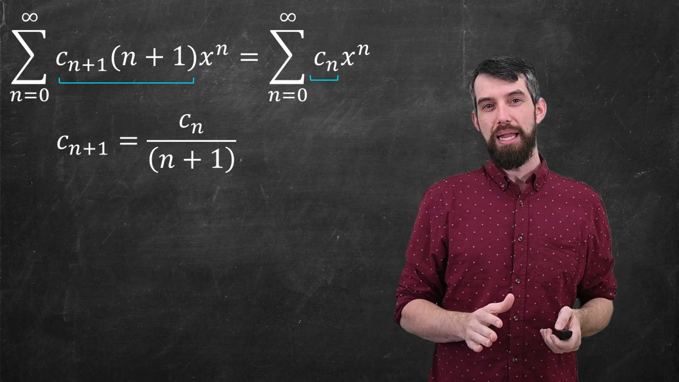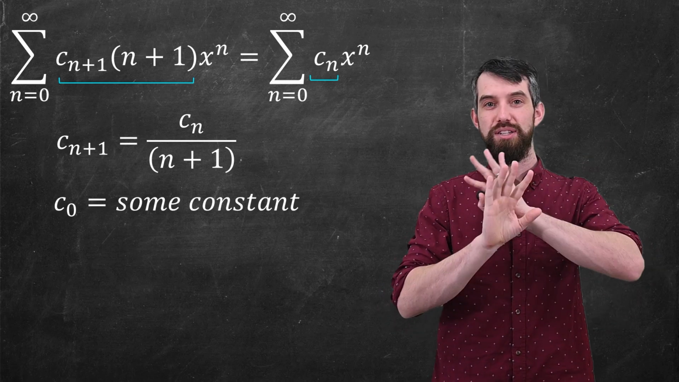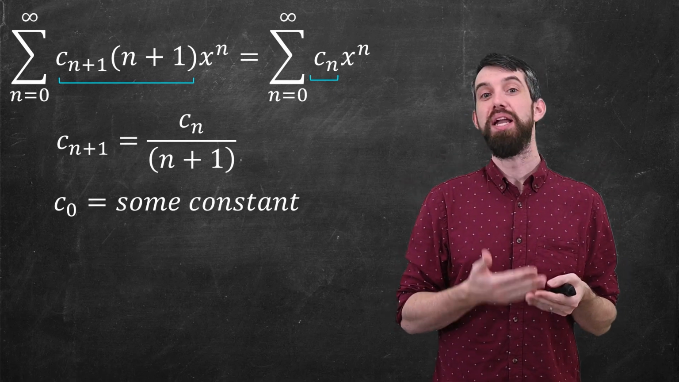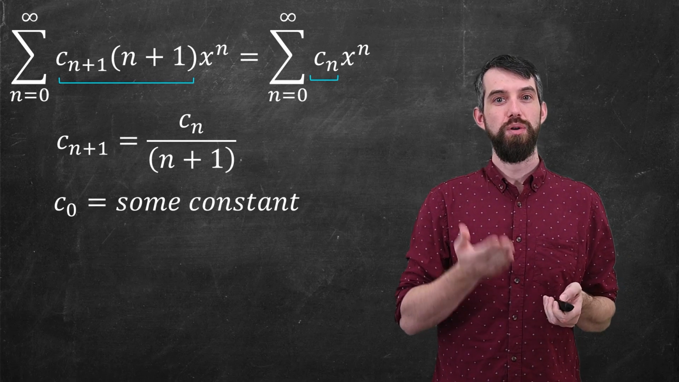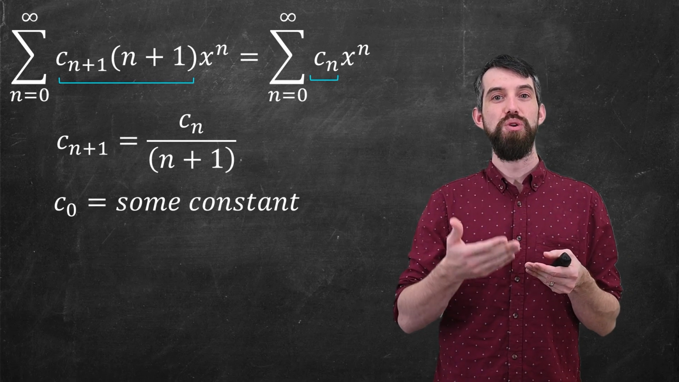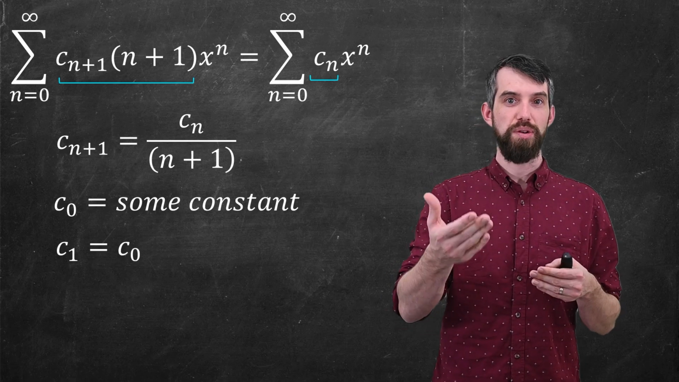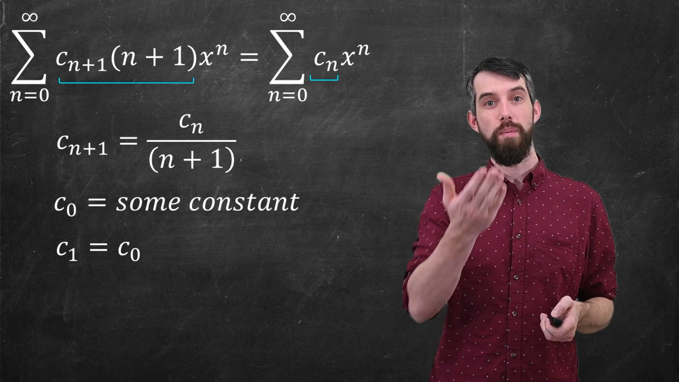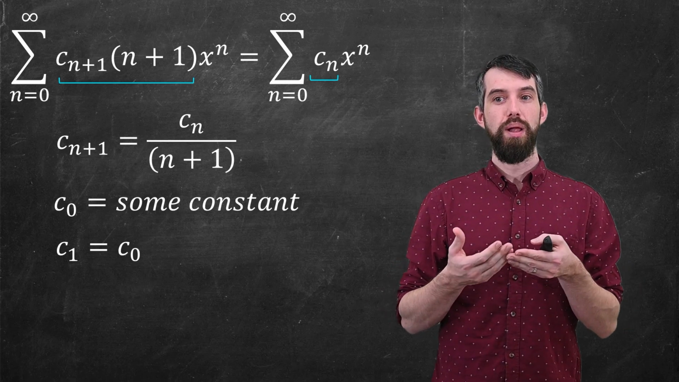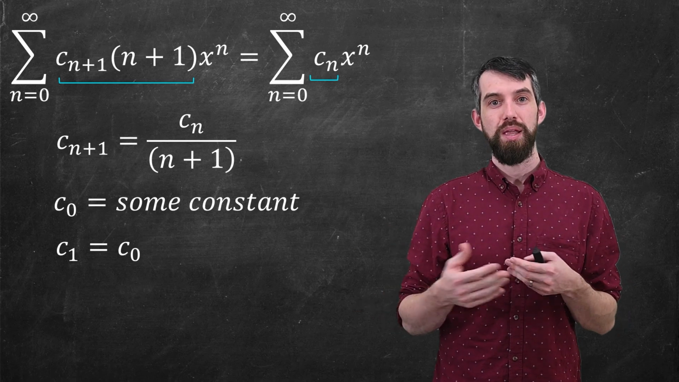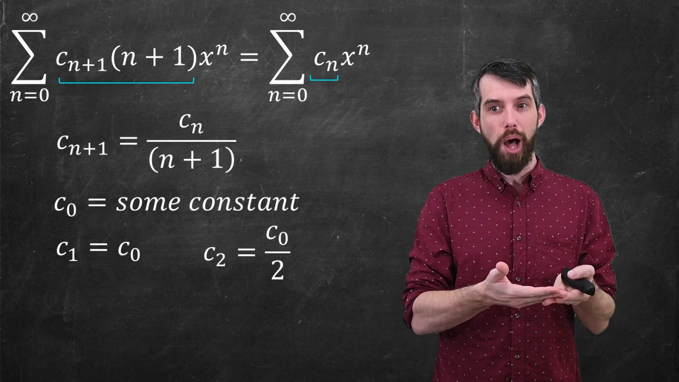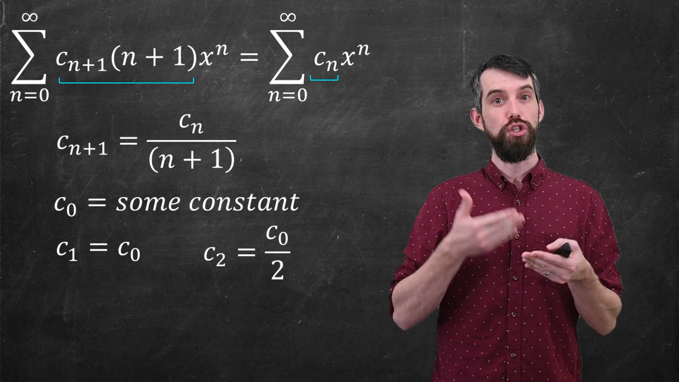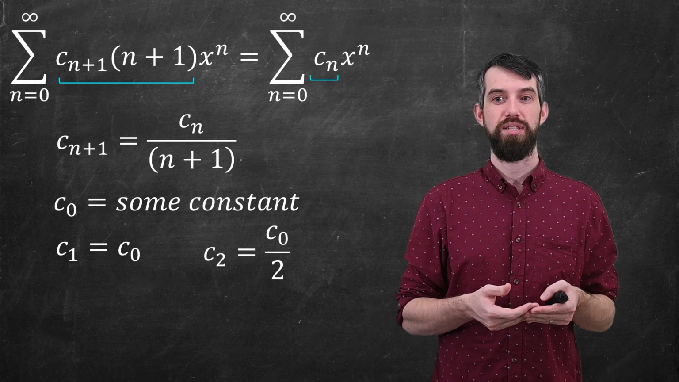For example, let me assume that c_0 is just some constant. I'm not going to try to solve for it, it's just a constant. c_1 would be like plugging n equal to 0 into this formula. In other words, c_1 would just be the value of c_0, that is, c_0 on the top and 0 plus 1 on the bottom. Okay, great. So now I figured out c_1. What about c_2? Well, now c_2 is like using n equal to 1. So it's the value of c_1 on the top, which we just saw was the same as c_0, and then divided by 1 plus 1, which is 2, on the bottom. Okay, so this is c_0 divided by 2.